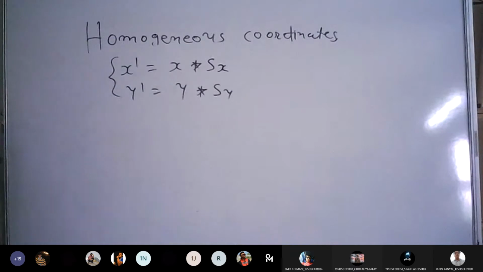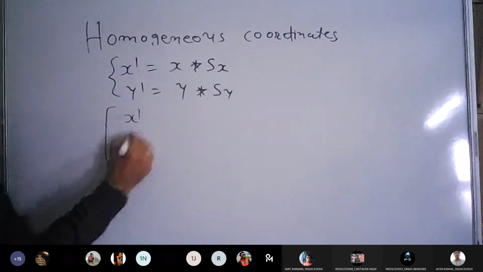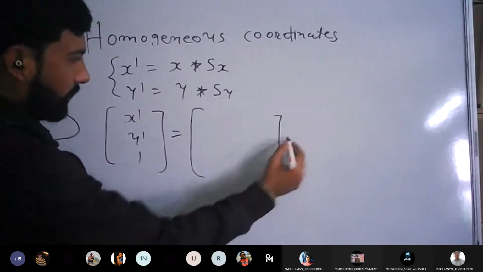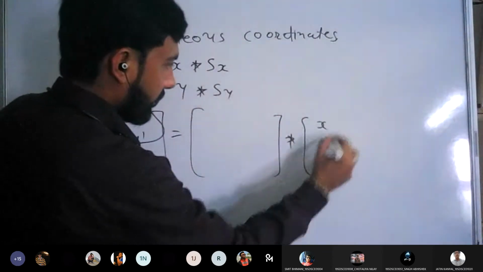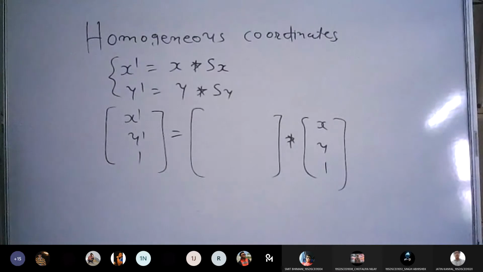If I want to convert these equations into matrix form, then what can I do? I can write the matrix form like this: x dash, y dash, 1 equal to something into the original point, which is x, y, 1. What to write here? In the middle matrix, what should I write? Yes, anyone? Now you should be able to answer me.